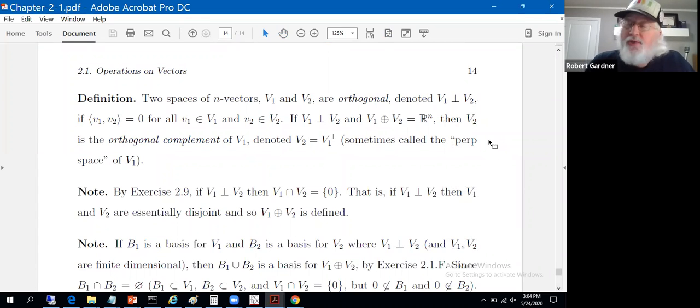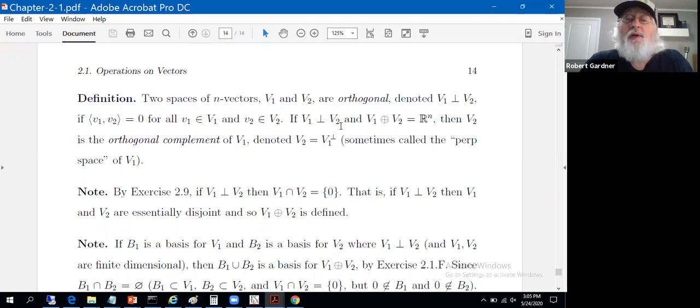This pops up when you do the Gram-Schmidt process in sophomore linear algebra, probably around the end of sophomore linear algebra. Two spaces of n vectors, V sub 1 and V sub 2, are said to be orthogonal, denoted V1 is orthogonal to V2, if the inner product of v1 and v2 is 0 for every v1 vector in vector space V1 and every v2 vector in vector space V2. So I take anything from one vector space, inner product with anything from the other vector space, and we always get out 0 for the inner product. So every vector in V1 is orthogonal to every vector in V2.